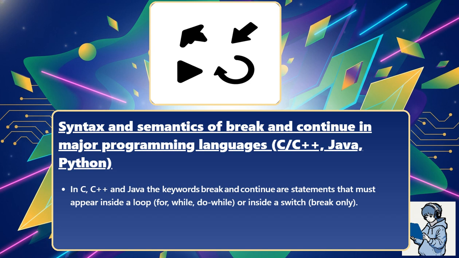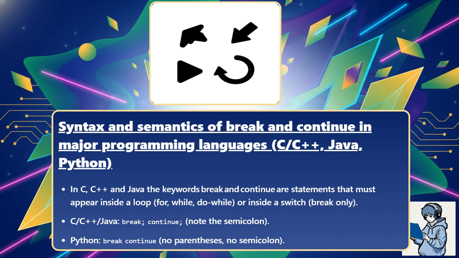In C, C++, and Java, the keywords break and continue are statements that must appear inside a loop (for, while, do while) or inside a switch (break only). In C/C++/Java: break; continue; note the semicolon. In Python: break, continue, no parentheses, no semicolon.